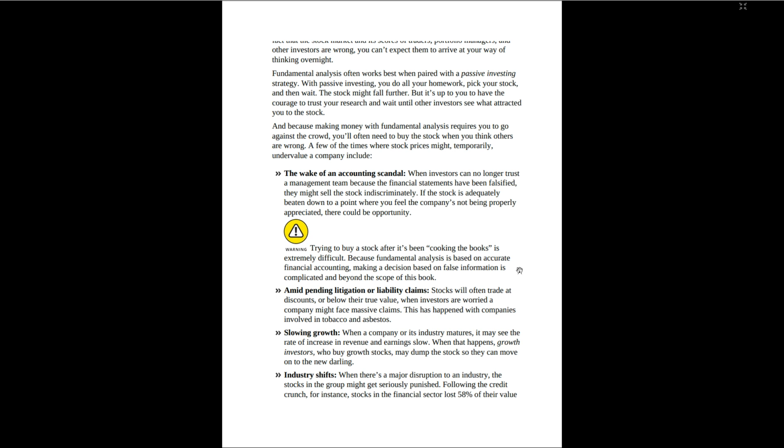Amid pending litigation or liability claims, stocks will often trade at discounts or below their true value, when investors are worried a company might face massive claims. This has happened with companies involved in tobacco and asbestos. Slowing growth. When a company or industry matures, it may see the rate of increase in revenue and earnings slow. When that happens, growth investors who buy growth stocks may dump the stock so they can move on to the new dirt. Industry shifts. Where there is major disruption to an industry, the stocks in the group might get seriously punished.